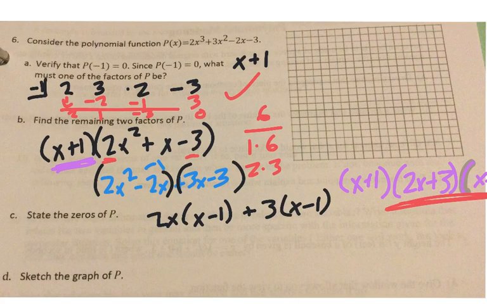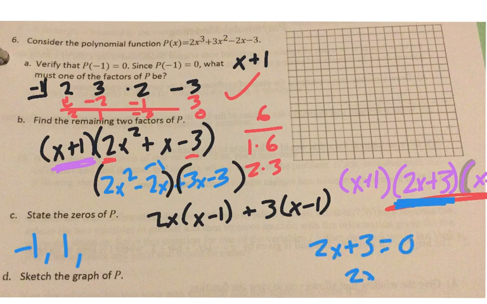So now C, state the zeros. So again, if x plus 1 is a factor, then -1 must be a 0. And then x minus 1 is a factor. That means +1 must be a 0. And then here, this is the weird one now. 2x plus 3 is a factor. So I set that equal to 0 and solve. 2x equals -3, which means x would have to be equal to -3/2. Another way we could write that is -1.5. So those are the zeros.